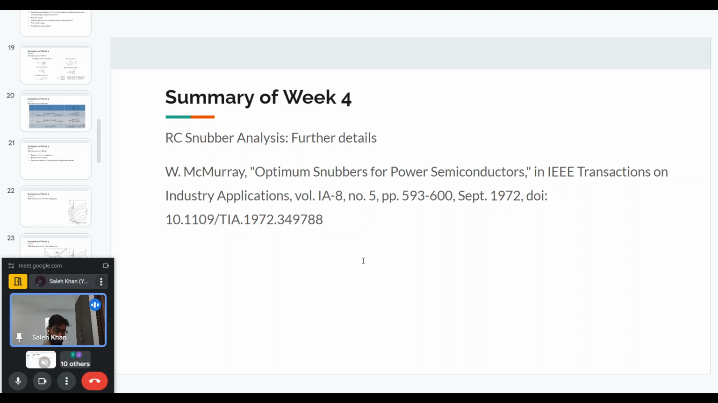Other than that, you can find different application notes or papers. Some papers are optimizing the loss, some are optimizing the voltage spike, and some are using RC, some are using RCD, some are using it across one device, some are using it across the whole leg, the half bridge leg. So based on what you require, you can find a relevant application note or paper. But this paper will give the details as are mentioned in the course.